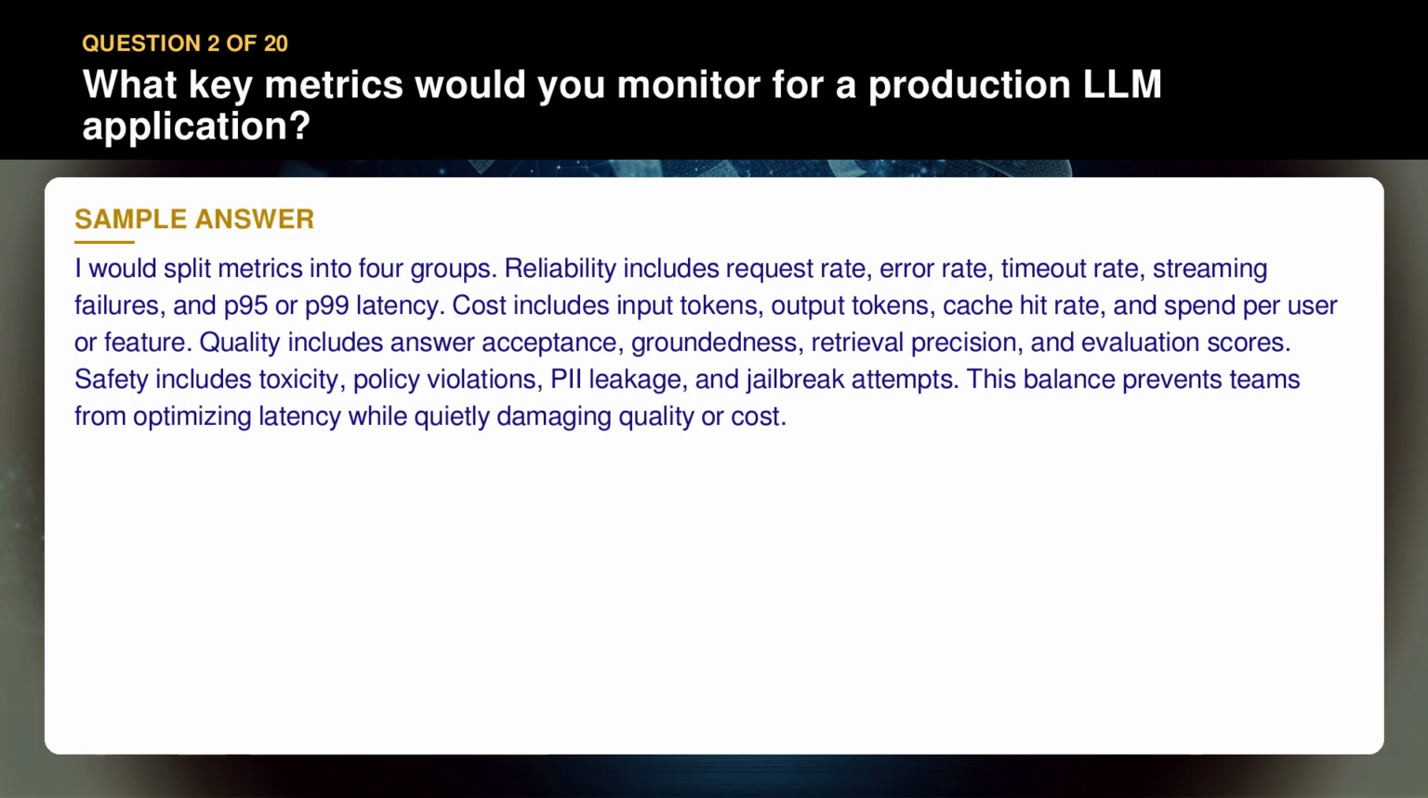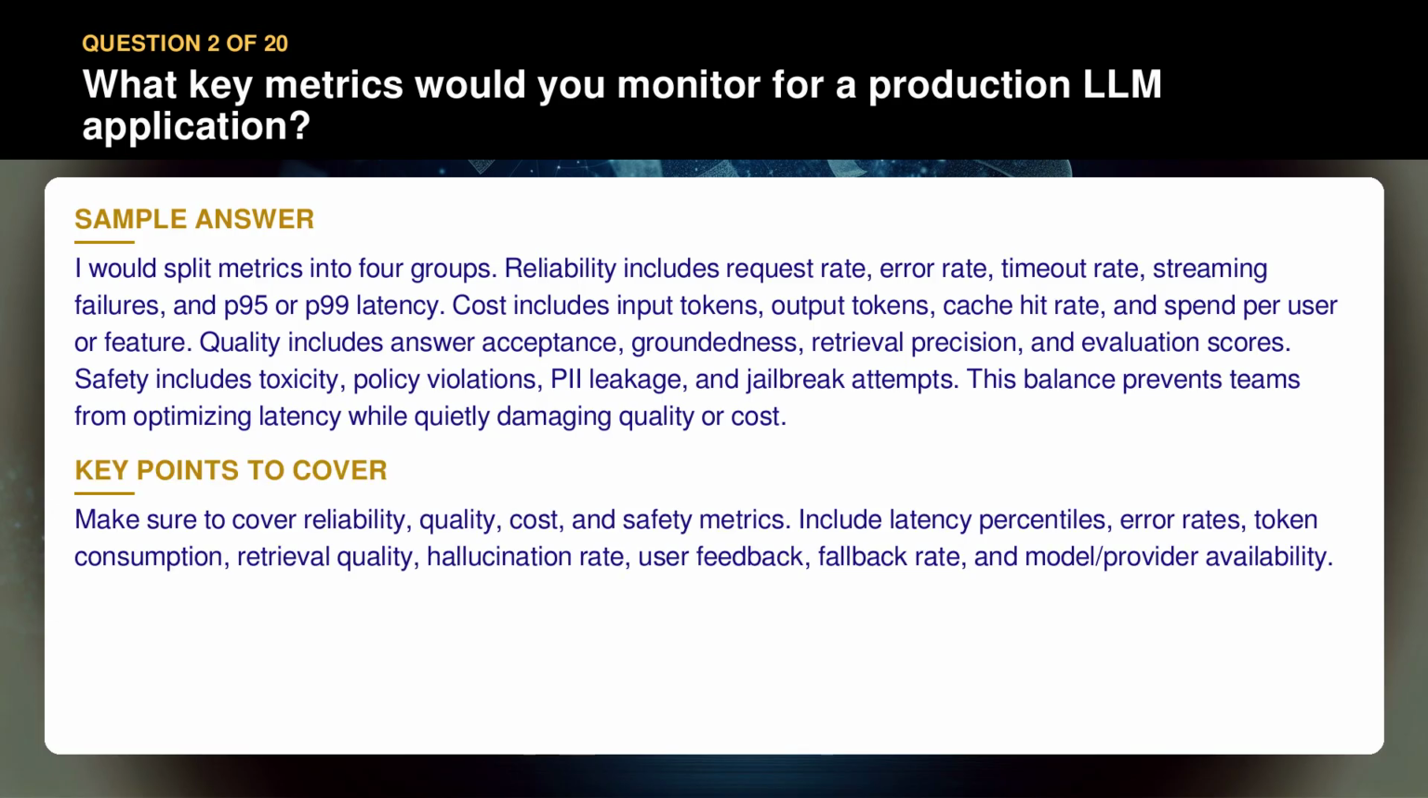Safety includes toxicity, policy violations, PII leakage, and jailbreak attempts. This balance prevents teams from optimizing latency while quietly damaging quality or cost. Make sure to cover reliability, quality, cost, and safety metrics. Include latency percentiles, error rates, token consumption, retrieval quality, hallucination rate, user feedback, fallback rate, and model provider availability.